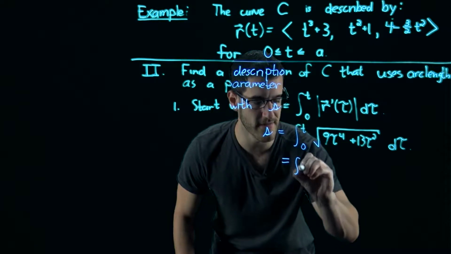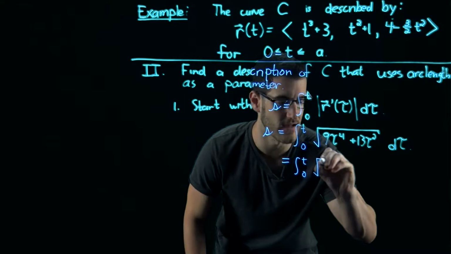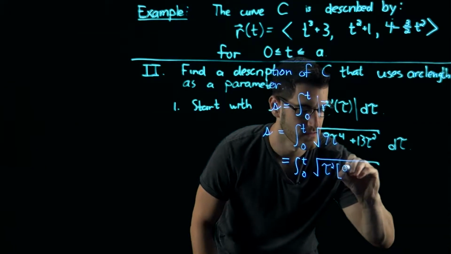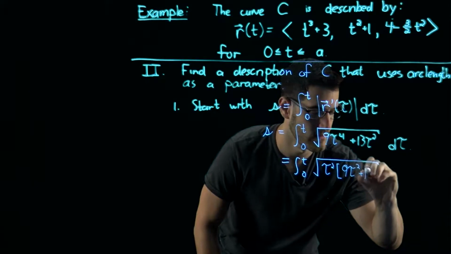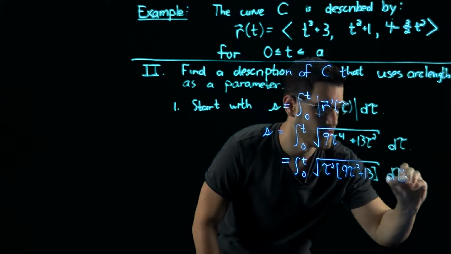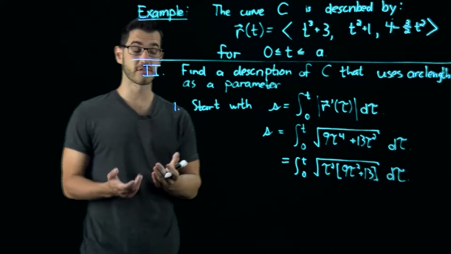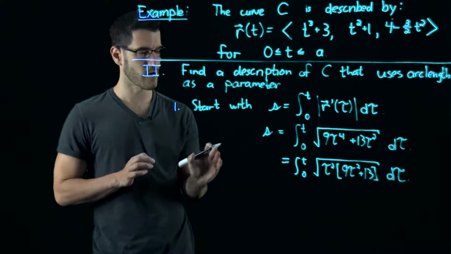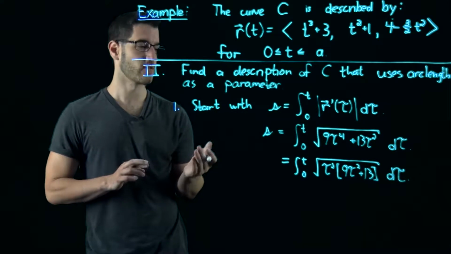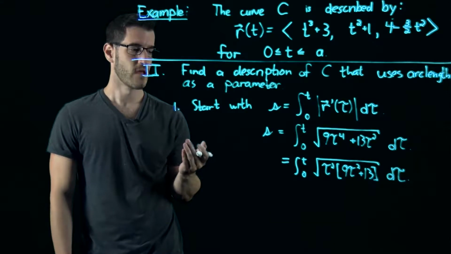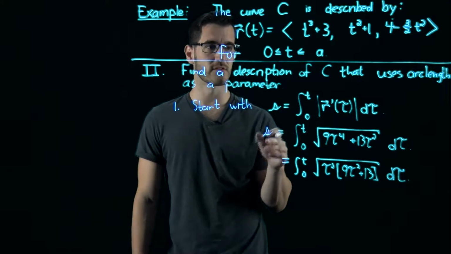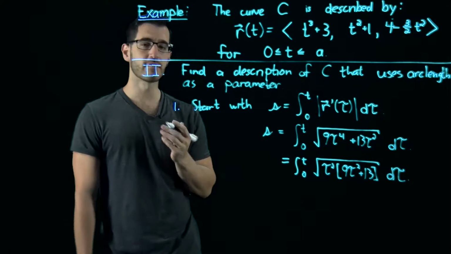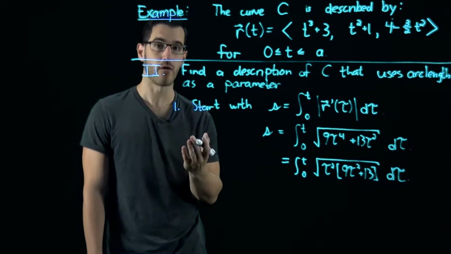And the trick that we have to see here is that both of these terms have a tau squared to give up. And the nice thing is that square roots can split up over multiplication. So I can rewrite this as the square root of tau squared times the square root of 9 tau squared plus 13. Since tau is between 0 and t, and we're assuming that t is positive by how we've written this, we know that the square root of tau squared will just be tau.